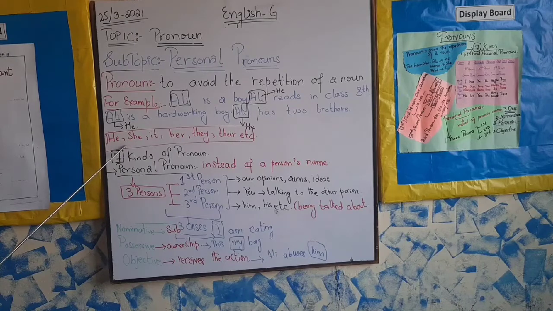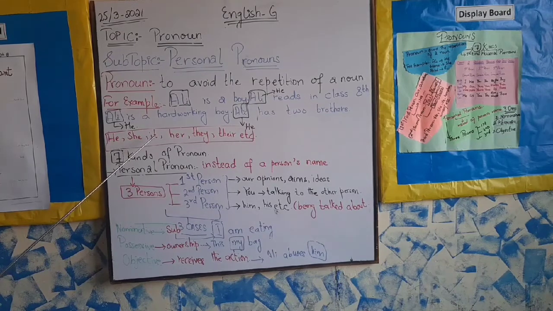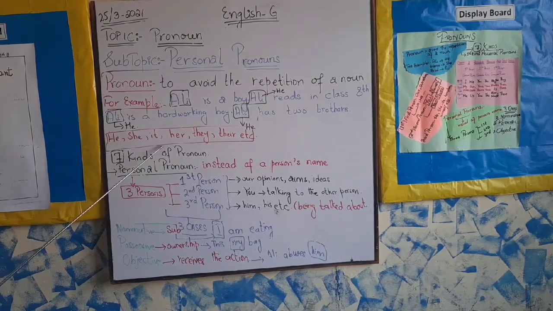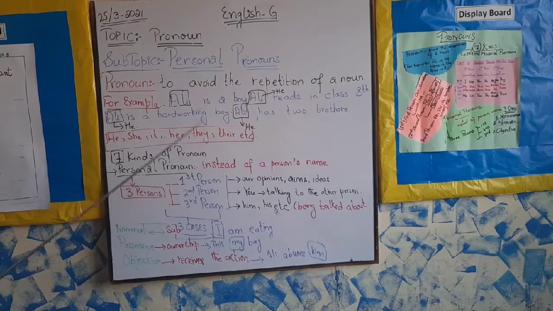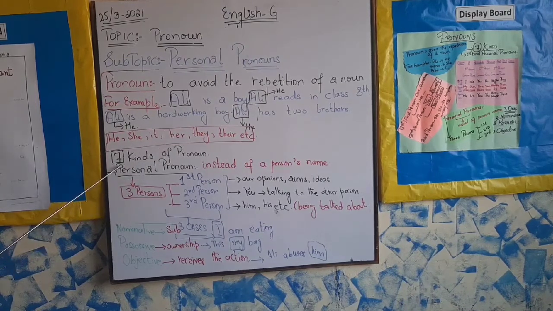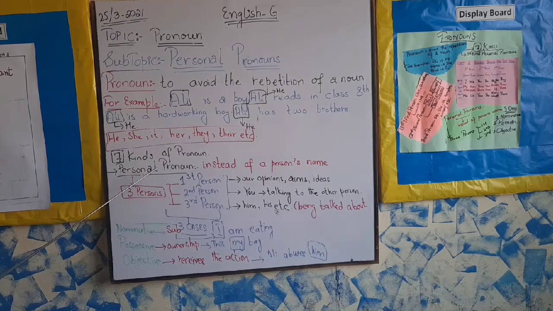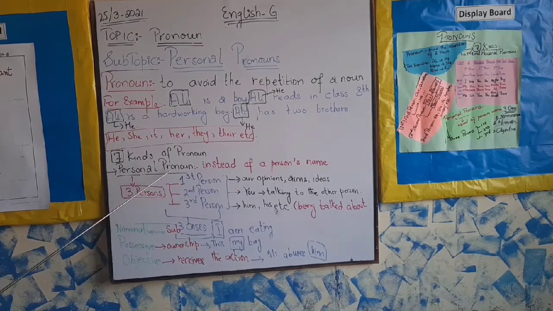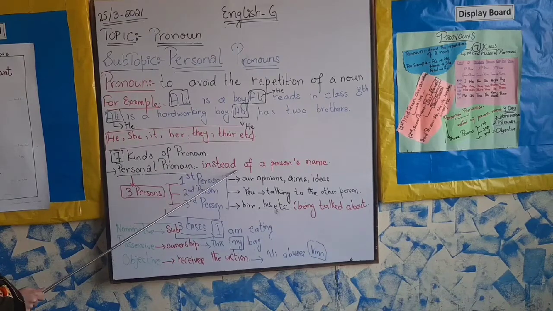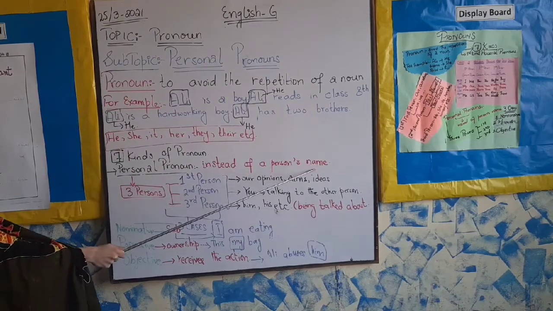We have a lot of pronouns that we use instead of a noun: he, she, it, her, they, their, etc. We use pronouns instead of the repetition of a noun, instead of the repetition of the names of a person, things, etc. And we have 7 kinds of pronoun. But today we will study personal pronouns. Personal shows that it is used instead of a person's name.